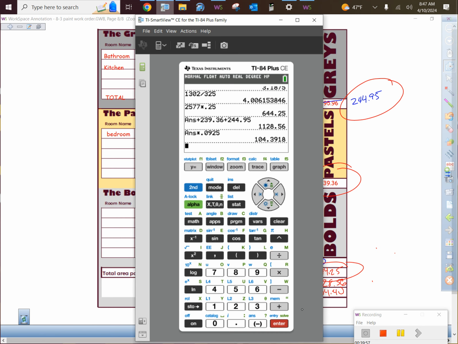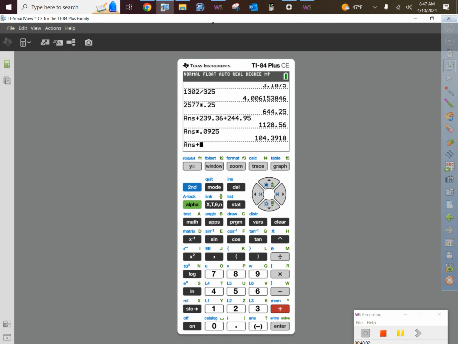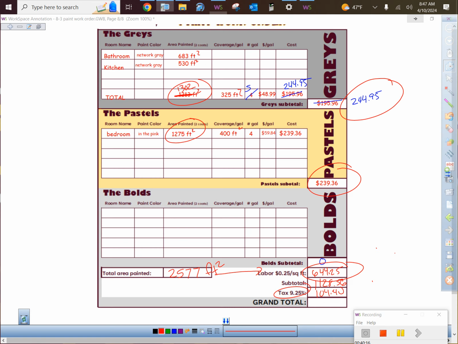And then you add all those bad boys up and get a grand total. So this plus whatever I just wrote down, 1128, 2856. So 1232.96, is that right? 1232.96 is what you pay. The work shown is what's going to get you your points, man.